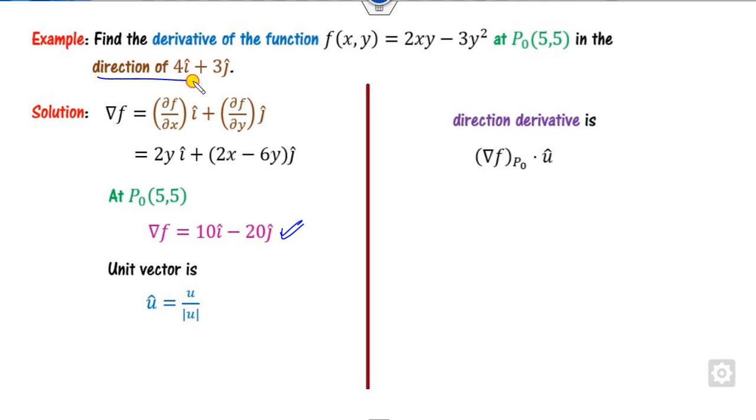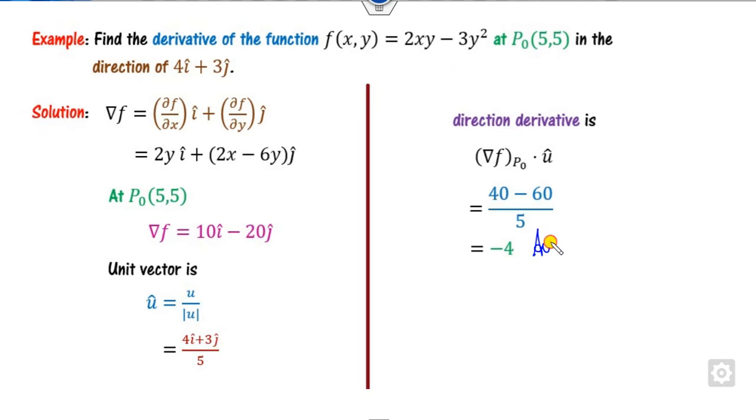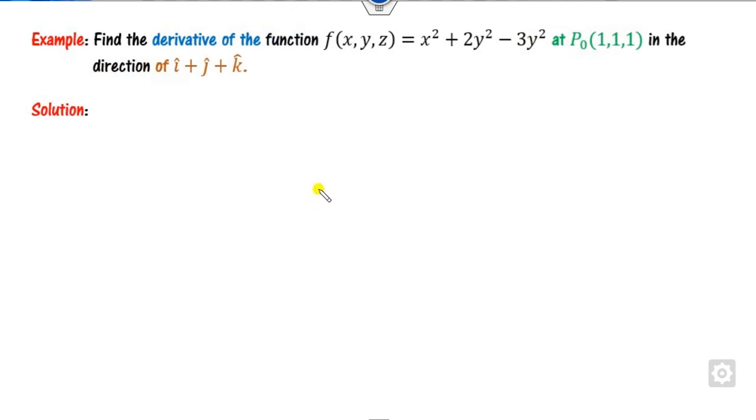Since it is not a unit vector, firstly you have to make it one. How can you make it? This is (4i plus 3j) divided by the square root of 4 squared plus 3 squared, that is 16 plus 9, which is nothing but 5. Now you have the dot product of this and this, you can substitute here. You will get the right answer as -4. Look at another one. You have to find the derivative of this function.